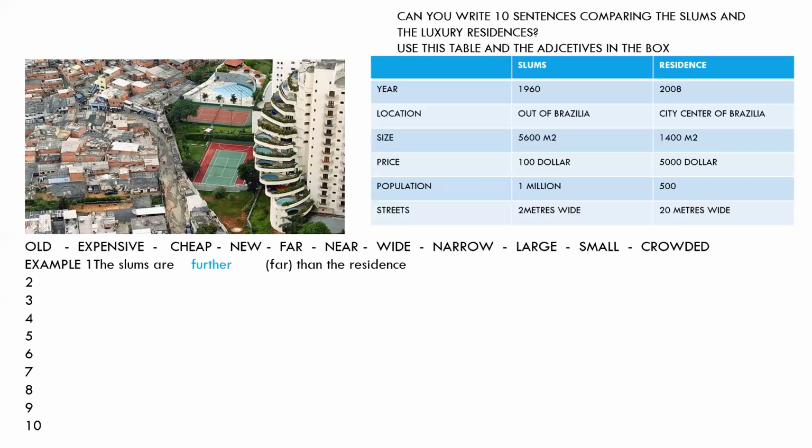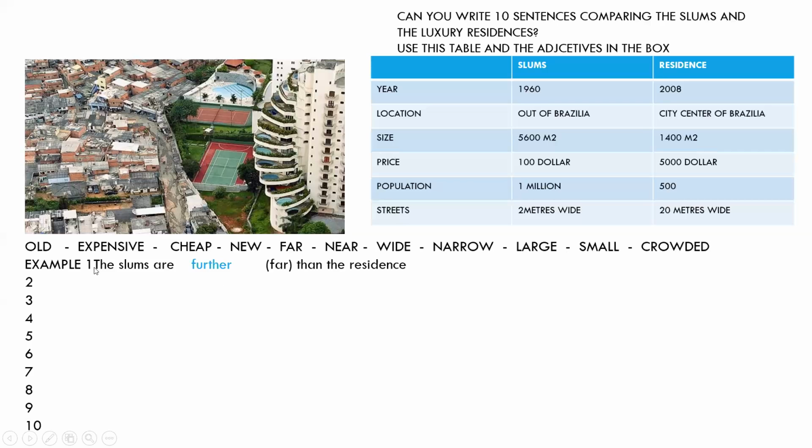The population in the slums, the population is touching 1 million. The population in the residence are maybe 500 people. The streets in the slums are 2 meters wide. I should say 2 meters narrow. The streets in the residence are 20 meters wide. Now, by comparing this data on the grid, I write sentences with comparatives by using these adjectives.